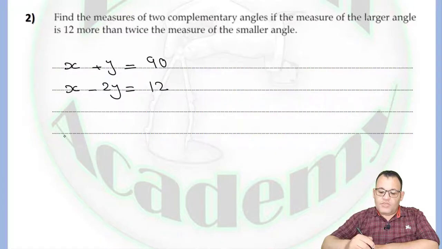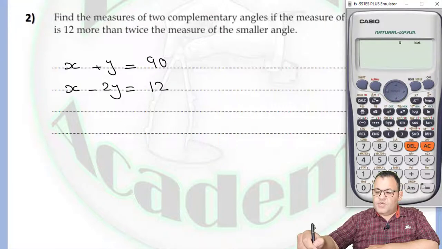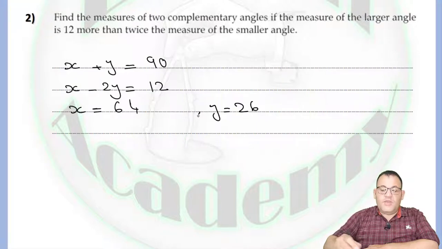Now we can solve using the calculator. a equals 1, b equals 1, and c equals 90. Then a equals 1, b equals negative 2, and c equals 12. Then press equal, and you will find that x is equal to 64 and y is equal to 26. So x equals 64 and y equals 26. And that's how we can solve the system of equations by using the calculator.